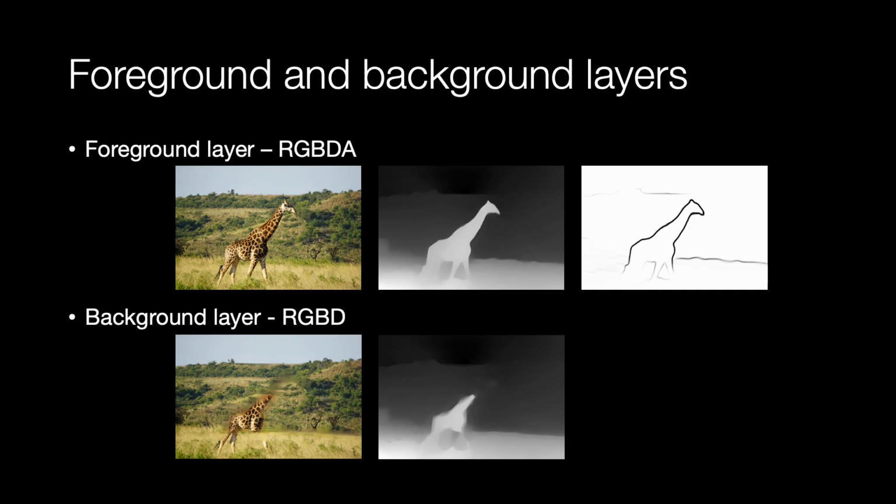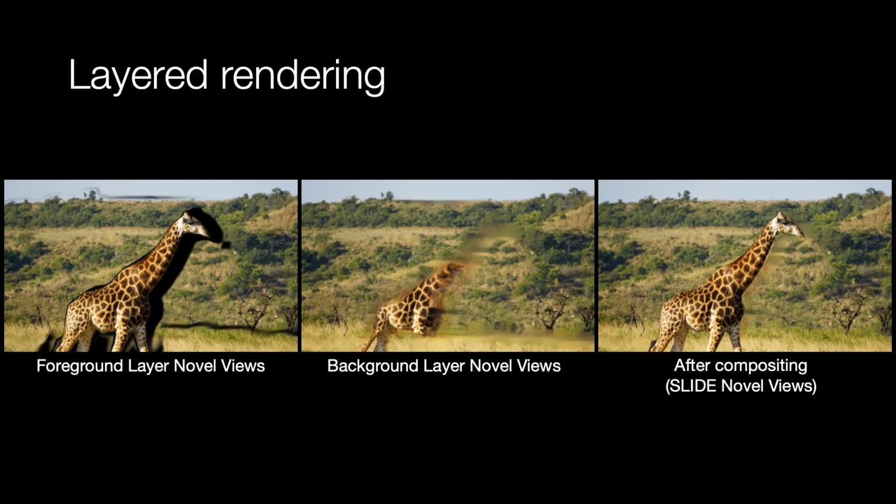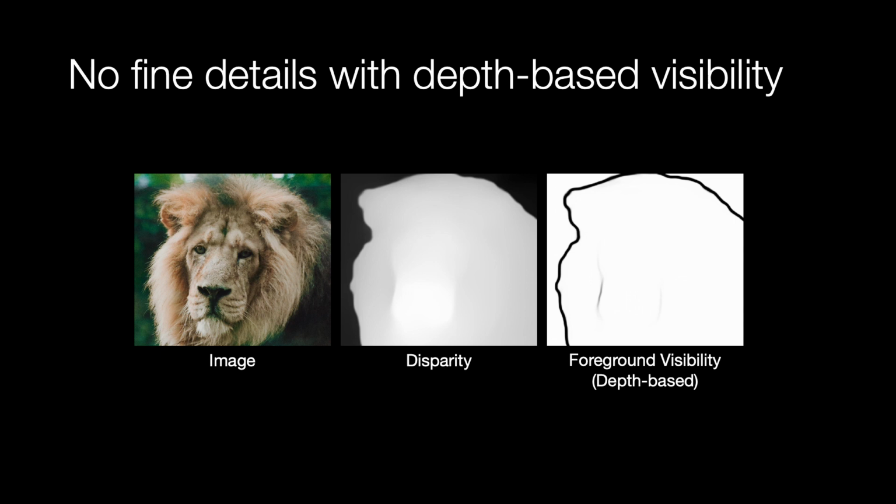We now have two layers, a foreground RGBDA layer and a background RGBD layer. We then render both layers from a novel viewpoint and composite them to create our final novel views. Just using depth discontinuities for foreground visibility may not capture fine hair-like details like those in this example.